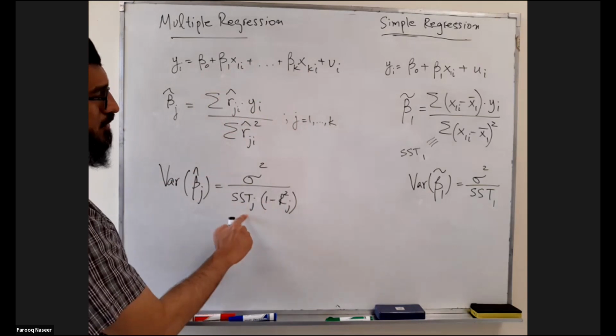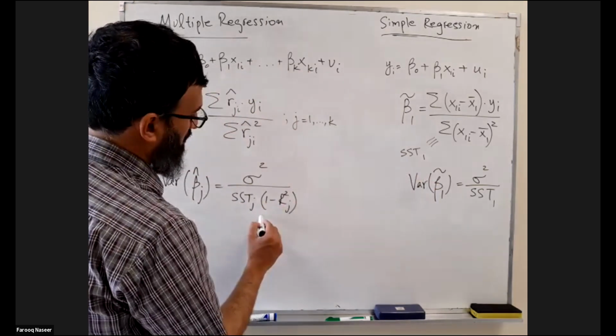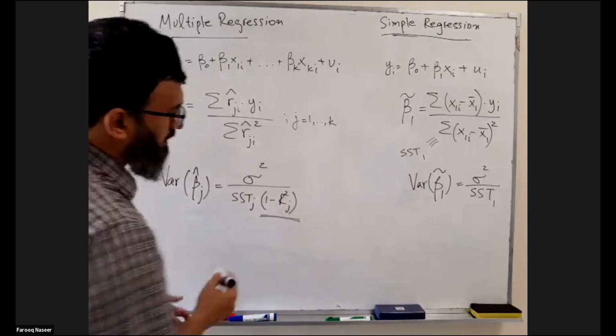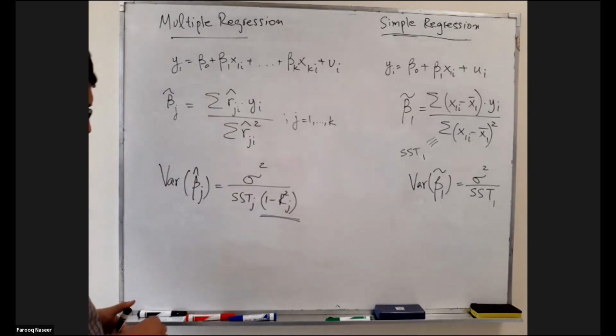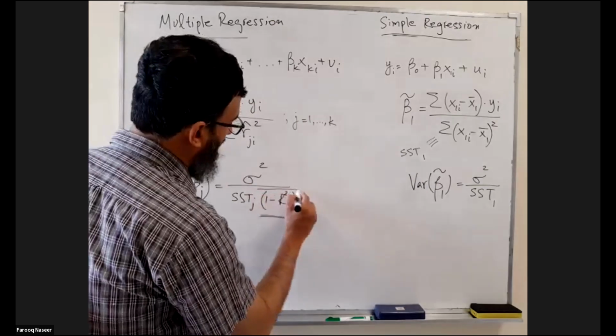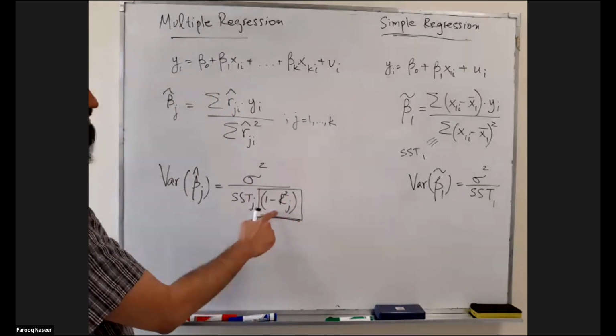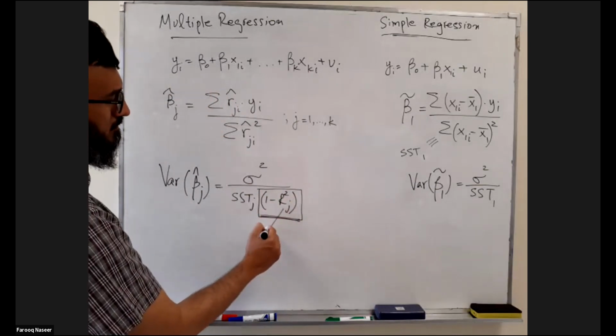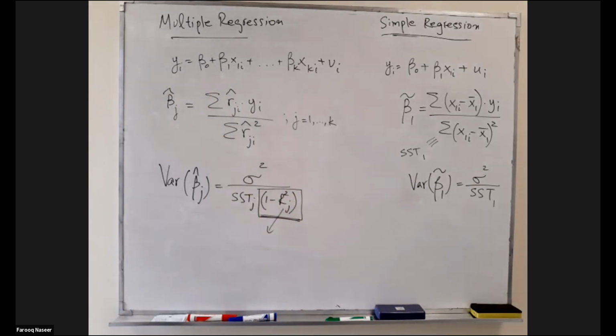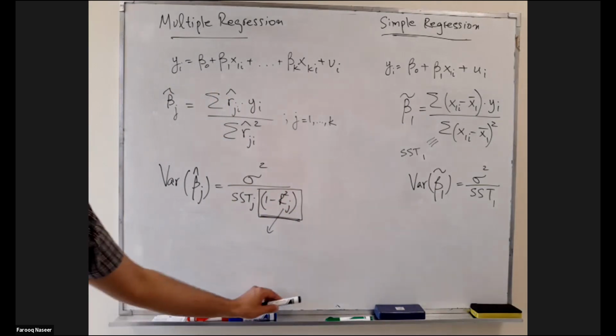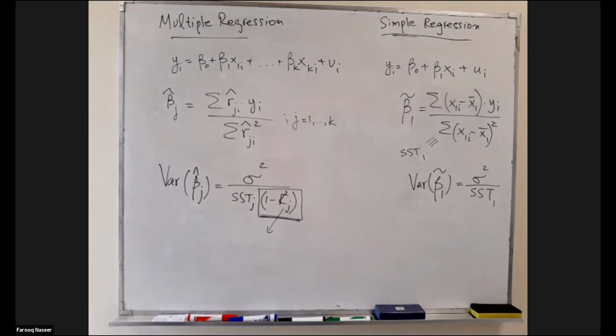This formula is different from that formula because it has an additional term in the denominator: 1 minus r squared j. So what is this r squared j term? Anyone, can you guess? What is this r squared j? Is it the goodness of fit?